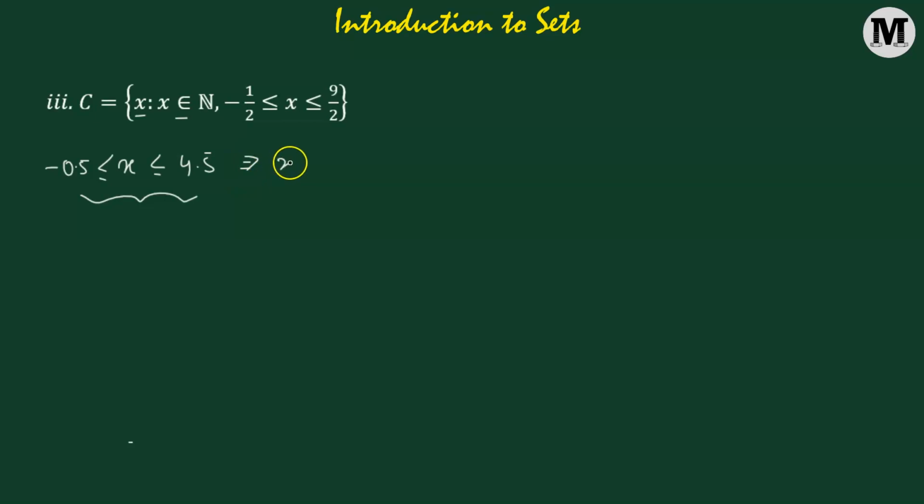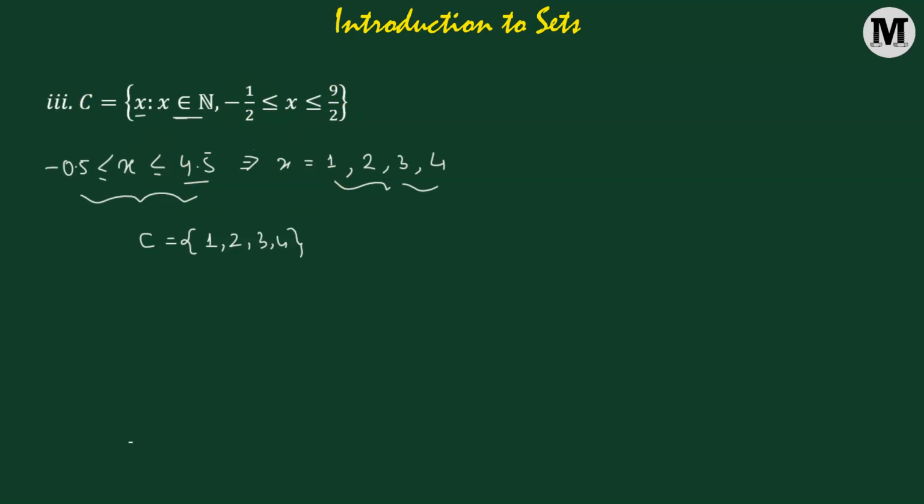So this means that x can take the value 1. Because x is a natural number, we'll have to start from 1. Then the next natural number that we can pick up is 2. We can also pick up 3, and then we can pick up 4. However, we cannot pick up 5, because if we take x to be equal to 5, then 5 is not less than 4.5. 5 is greater than 4.5. So these are the only 4 natural numbers that we can consider. So we can finally say that the set C contains the values of x, the elements 1, 2, 3, and 4, with the condition that these 4 numbers are natural numbers and they lie between -1/2 and 9 over 2.